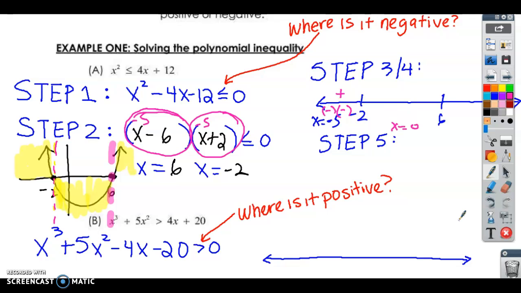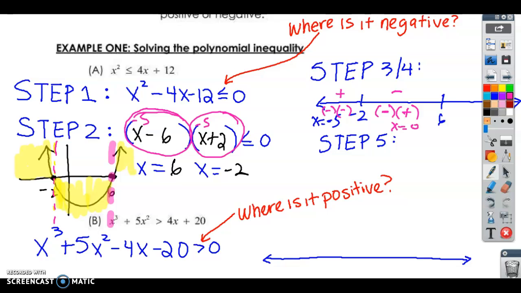All right, so if I plug in 0 into these factors, I get 0 minus 6. I'm going to end up with a negative value, and then 0 plus 2 is going to end up being positive, right? So a negative times a positive is going to give me a negative value, and the graph confirms that.